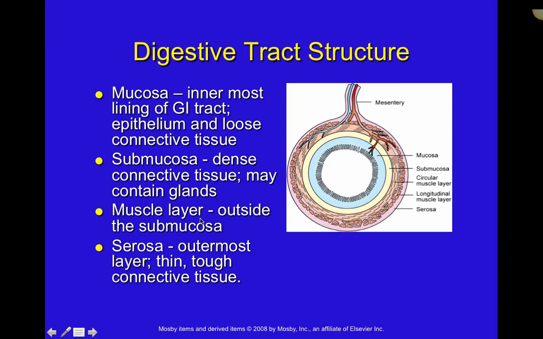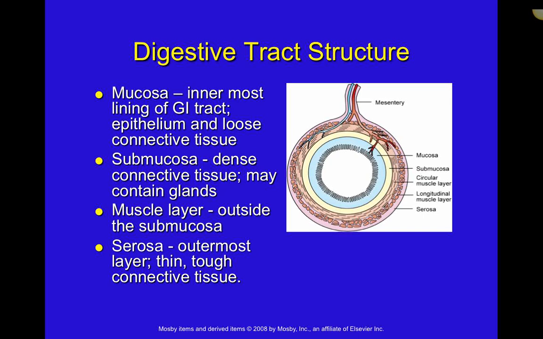So the muscle layer, keep in mind, the GI tract is mainly composed of visceral smooth muscle, and that creates that peristaltic wave that takes the food from the esophagus to the stomach and on down through the digestive tract. Other than that, we have the mucosa, which is the innermost layer of the GI tract. It's the lining of the GI tract. It's made up of epithelium and loose connective tissue.